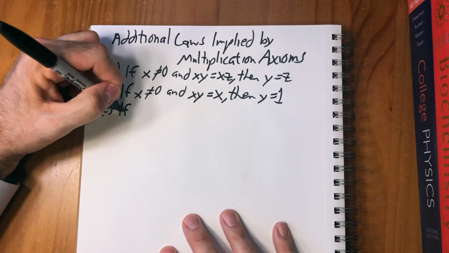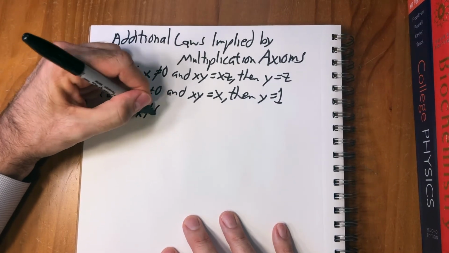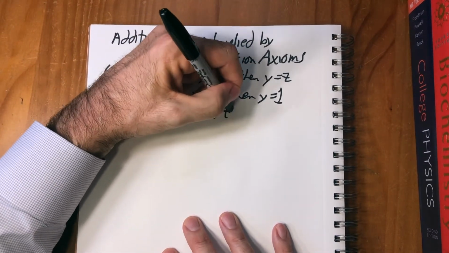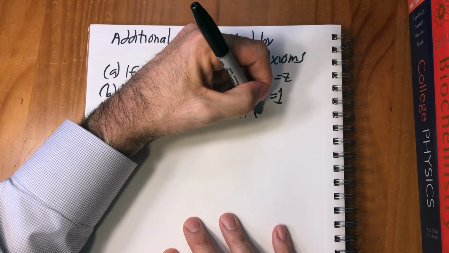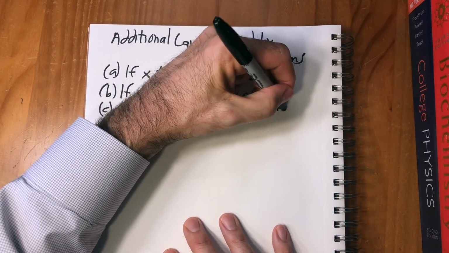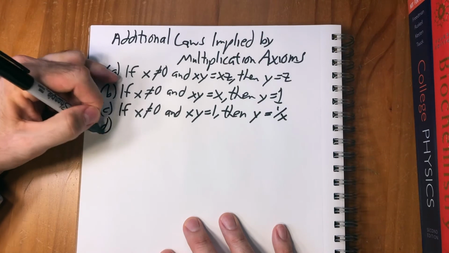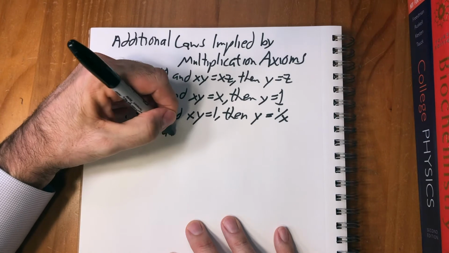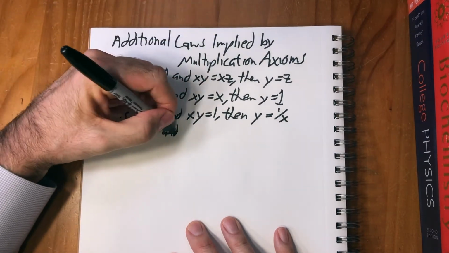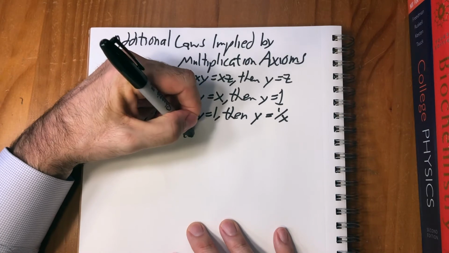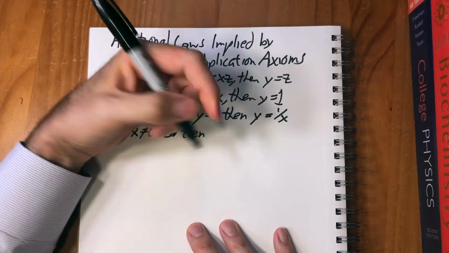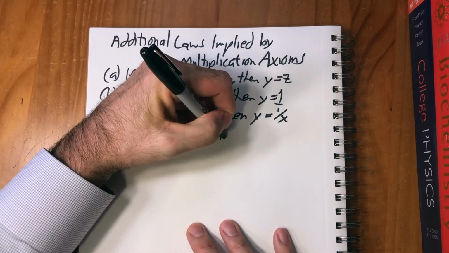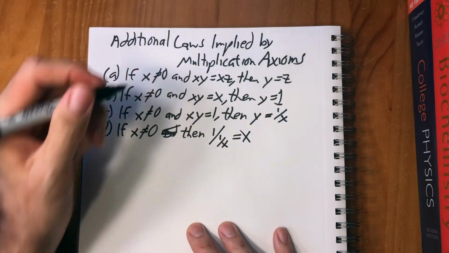C, if x does not equal 0 and xy equals 1, then y equals 1 over x. And D, if x does not equal 0, then, so how do we do this? In the other one we had minus x, right? So it's 1 over x equals x.